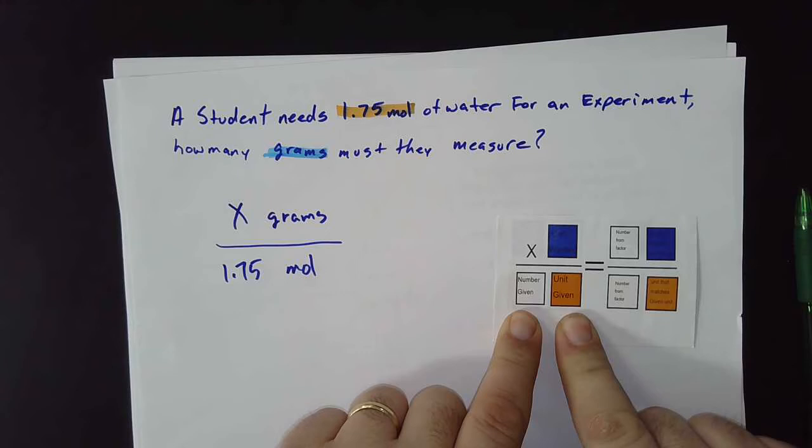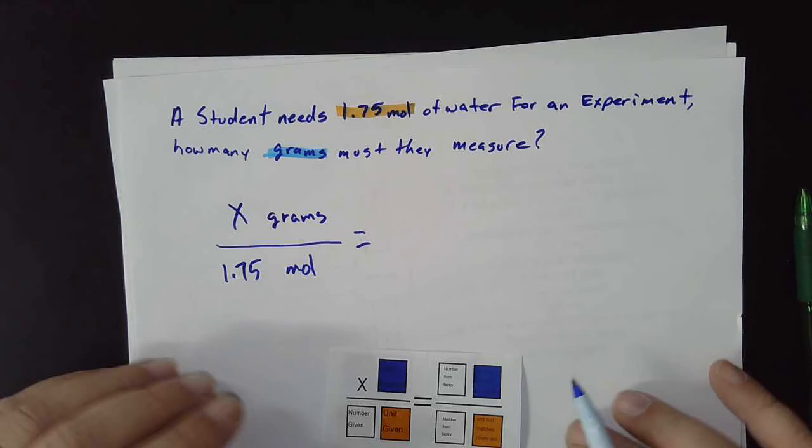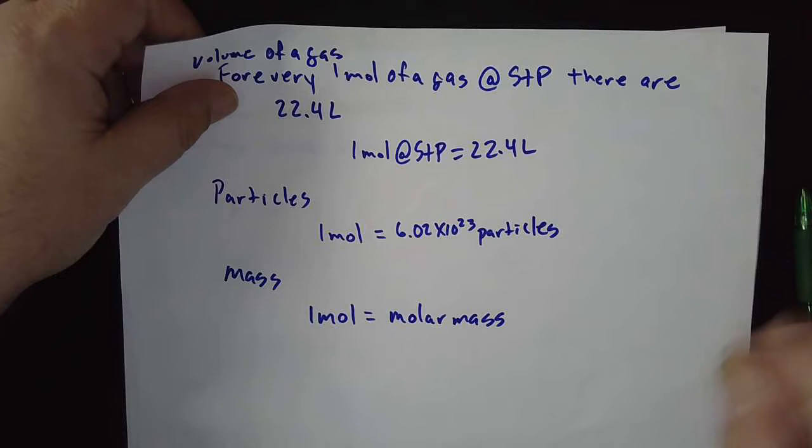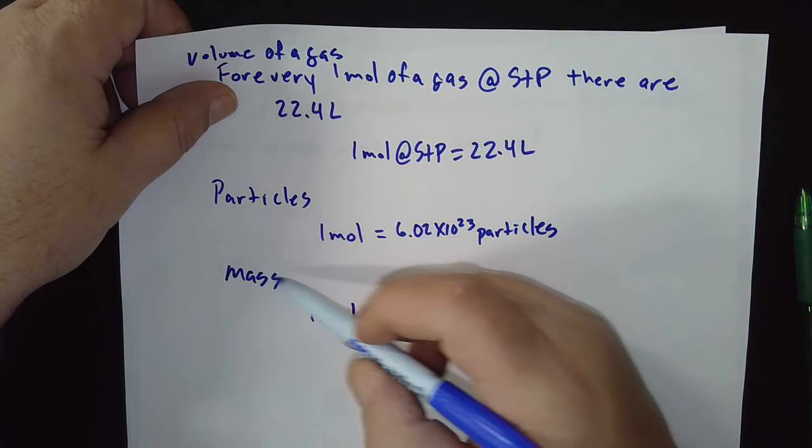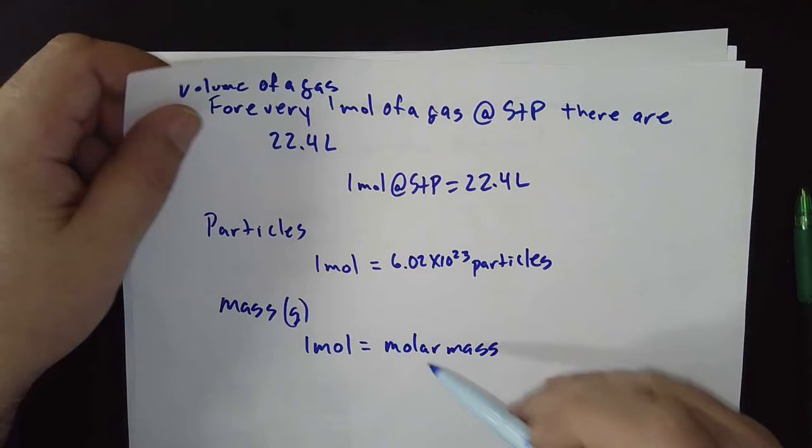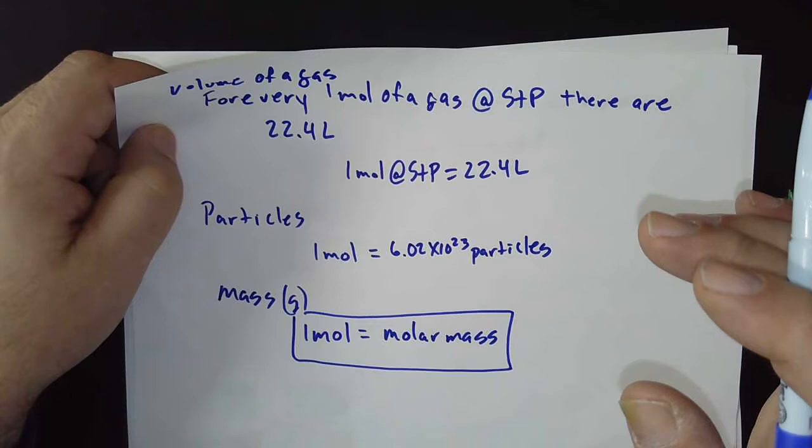Now we're going to go into our proportion. What is the factor that we're changing this by? Well, I need to use the factor that has to do with those units. So mass is in grams. This is asking for grams and moles. So I'm using this factor right here. So I'm going to need to know what the molar mass of water is.